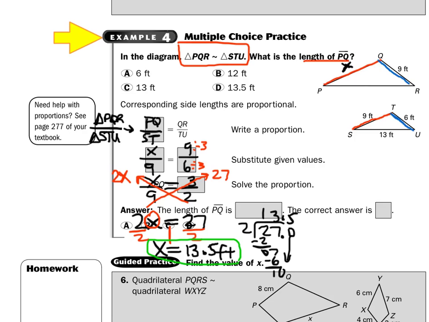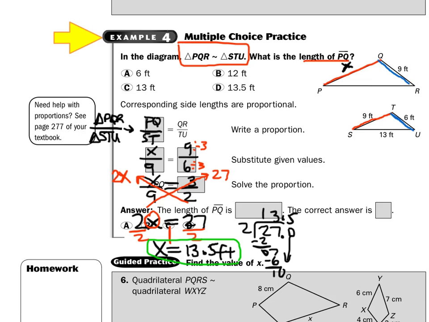And then do the cross product. So start at the 9 and shoot the arrow across. 9 times 3 gives you 27. 2 times X gives you 2X. Bring that down. So it's 2X, bring down the equal sign, 27. And now circle your X, bring down the wall. The only way to get rid of multiplying by 2 is to divide both sides by 2. So then you'd get X equals 13.5 feet.